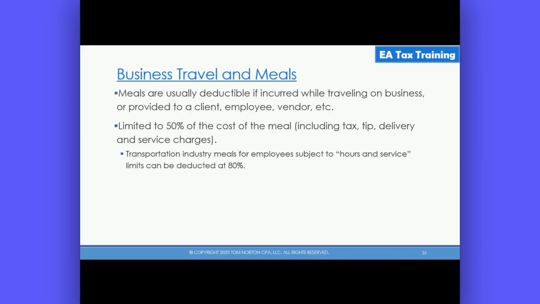Now, you do see there is this one exception for employees who are in the transportation industry and they are subject to hours and service limits. 80% of their meals can be deducted rather than 50%. So that would be things like truck drivers, bus drivers, airline pilots, where they've got a limit on how much they are allowed to drive or fly during a certain amount of time. You can deduct 80% of theirs instead of 50%.